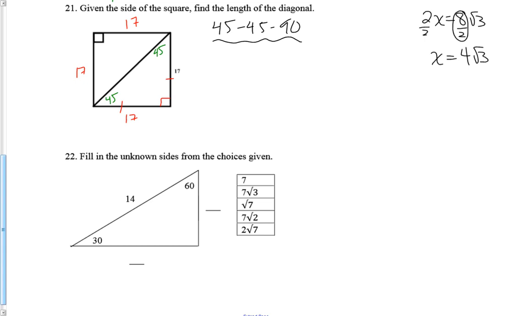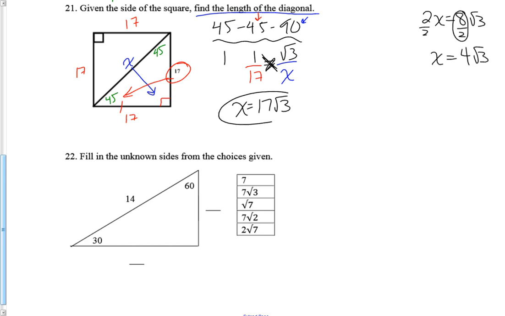Now, I haven't labeled in my picture what I'm trying to find yet, so let's read the question. We need to find the length of the diagonal. The diagonal goes from corner to corner in the square. So there's my x. It's across from the 90. So I make a fraction with the square root of 3. My number was 17. It's across from the 45. So under the 45, I put a 17. I set these two equal to each other, and I get x is 17 times the square root of 3.